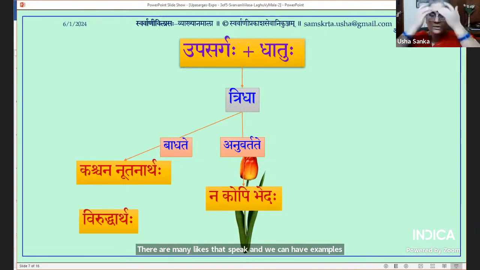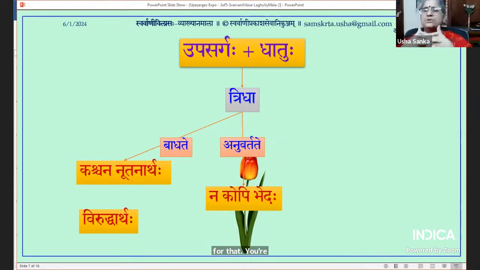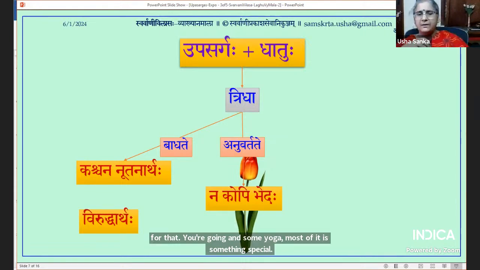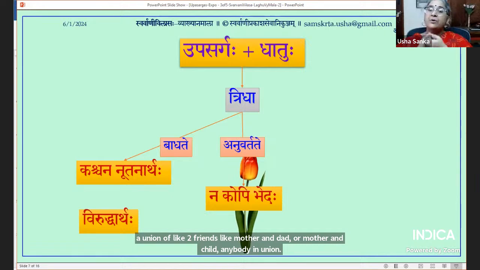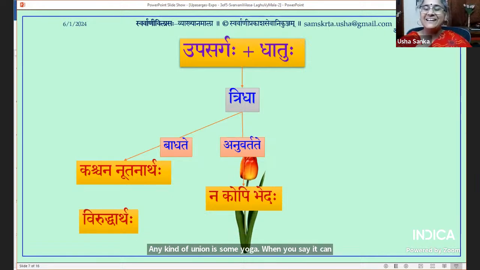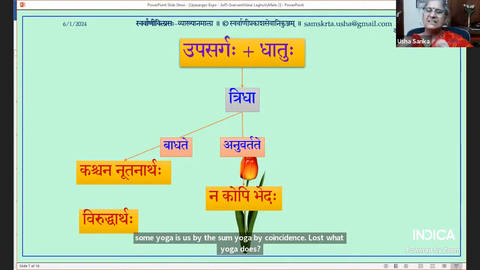Yoga and Samyoga. Most of it is something special. Yoga is to join. Samyoga is also to join. Two people join, a union of two friends, or mother and child. Any kind of union is samyoga, and it can be a coincidence of the grahas. You know, the navagrahas, the nine planets, they have the samyoga. You have the guru yoga, they say. So samyoga is also by coincidence. Almost what yoga does, samyoga also does, just a little added.